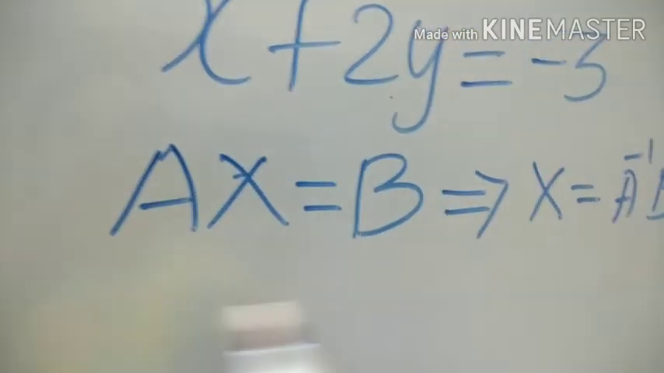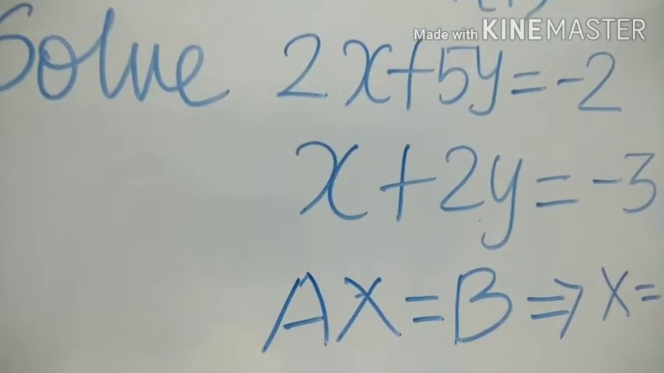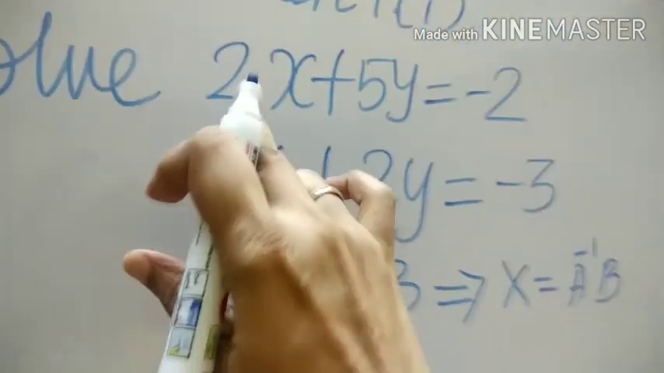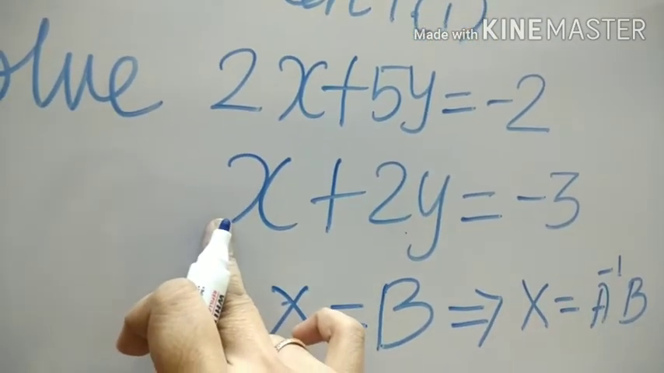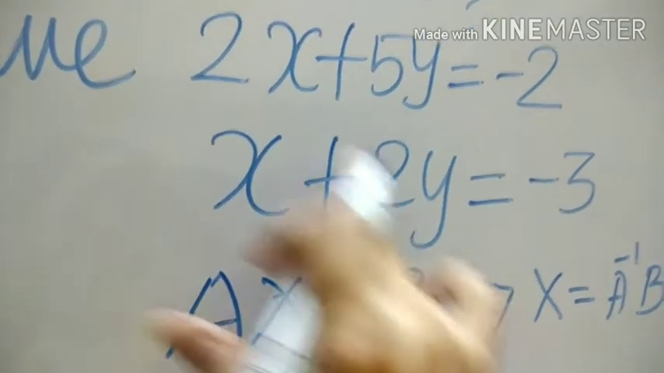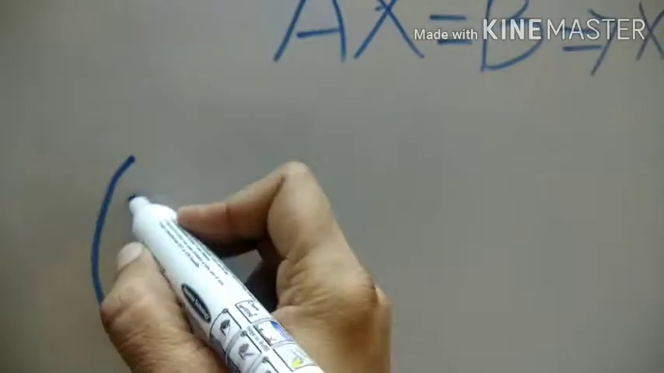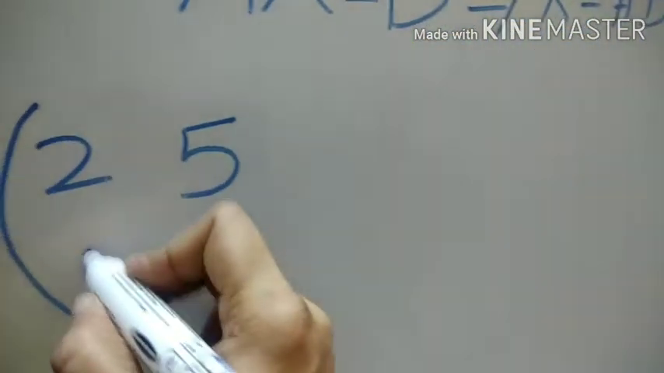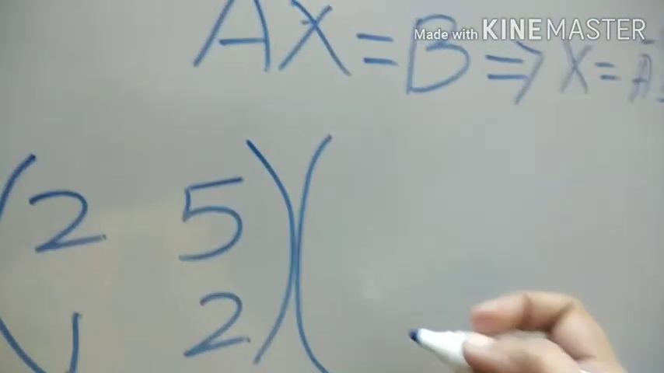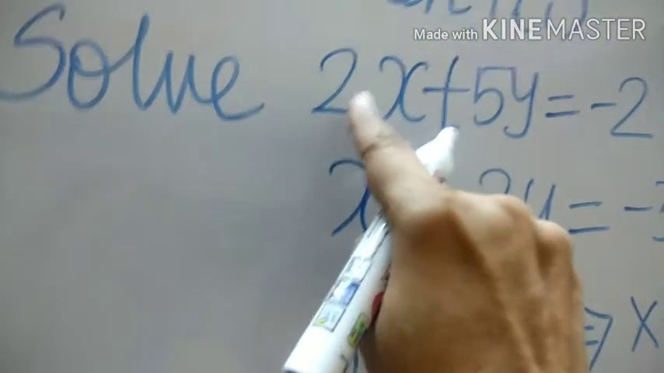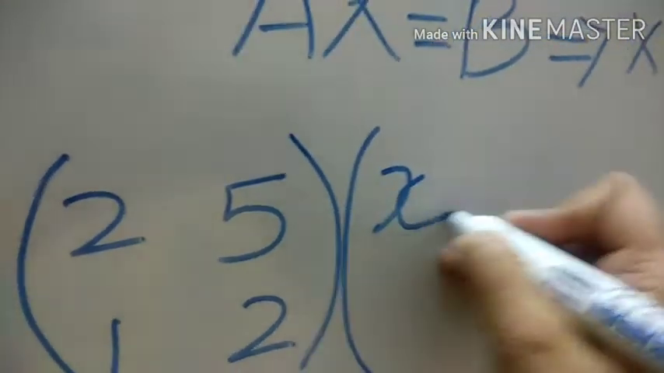Now how to write this in the Ax equal to B form? Look at the equation. We write all the numbers. What are the numbers? 2, 5. Here no number means we consider it as 1, and here it is 2. So the numbers are 2, 5, 1, 2. I am writing it as 2, 5, 1, 2. This is the A matrix, into x, meaning the two variables coming in the question, x and y. So we write x, y.